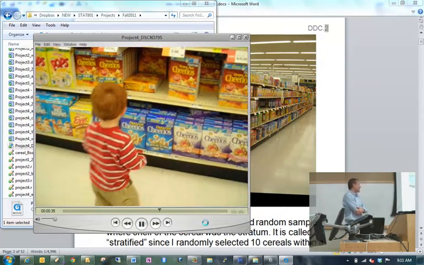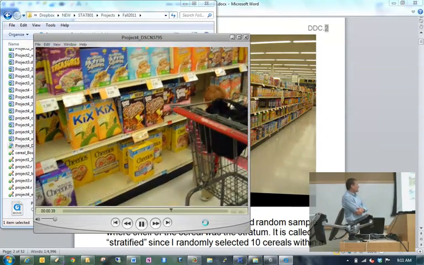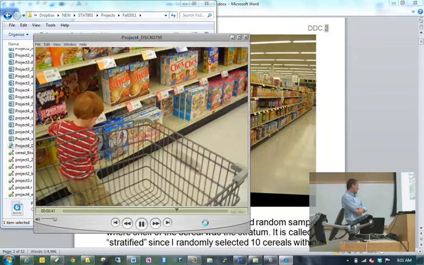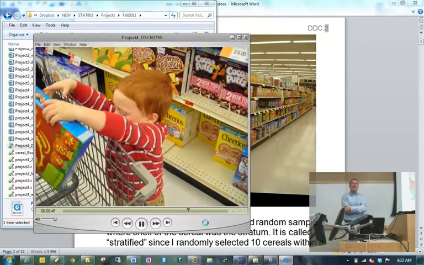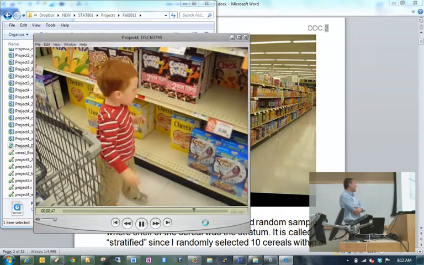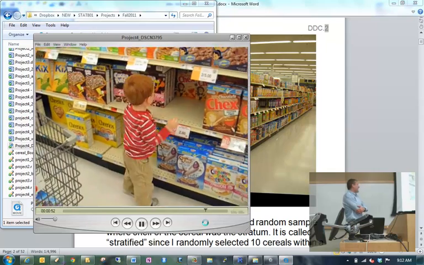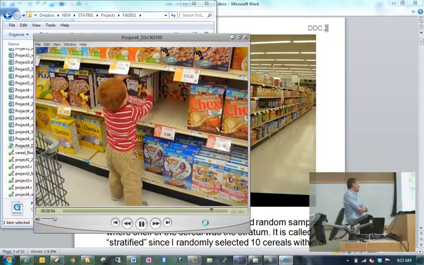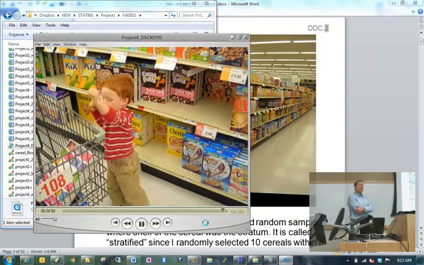So there's Callum. He's looking. Oh, there's Cheerios. Oh, who cares about Cheerios when you can have Cookie Crisp, a nice high sugar content cereal, and Cocoa Puffs. And why not do another one? And eventually I had to tell him, okay, that's enough. You've demonstrated the point.